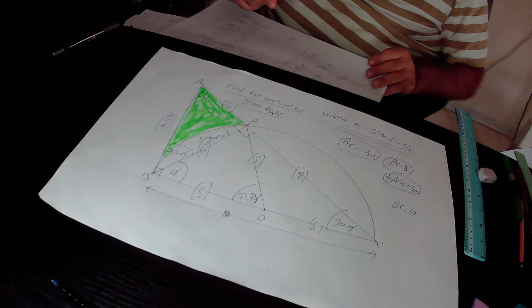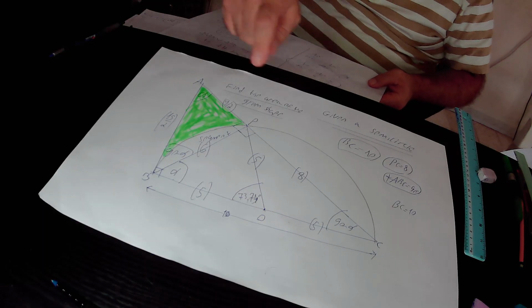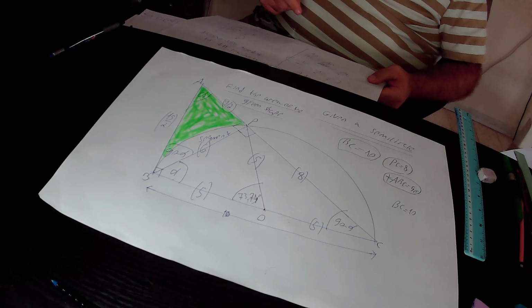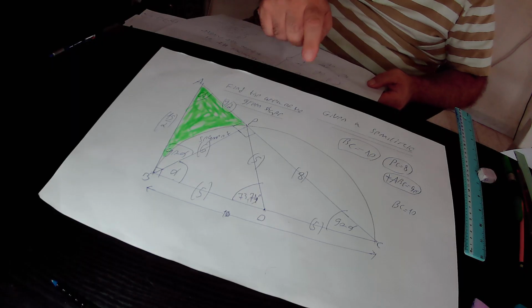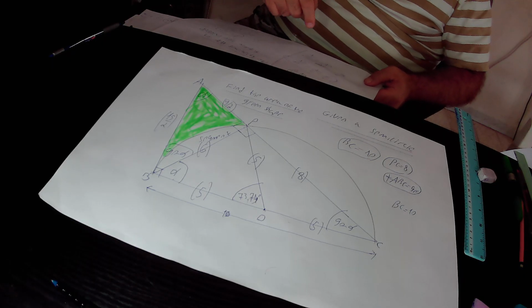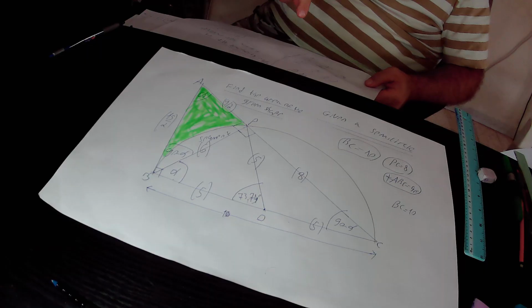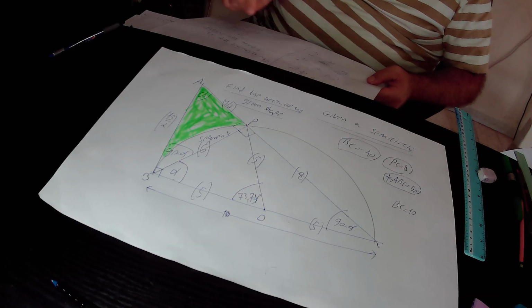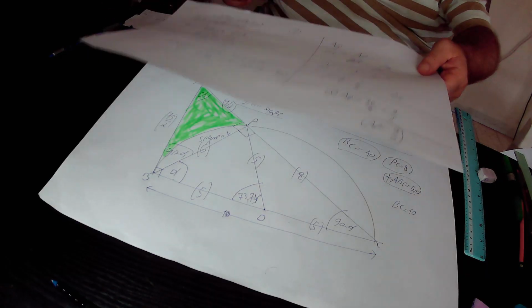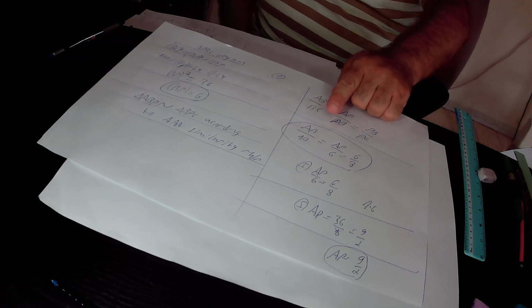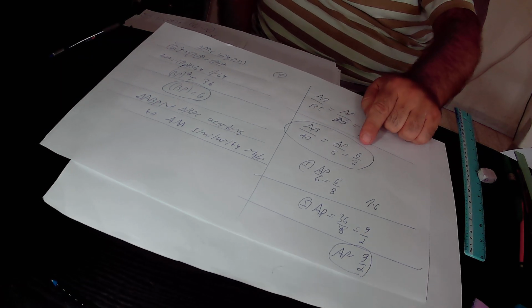AB is the missing side, so we leave it as it is, over BC. BC is 10. AP is the missing side, so we leave it as it is. PB is 6. And PC is 8. So in total, AB over 10 equals AP over 6 equals 6 over 8.